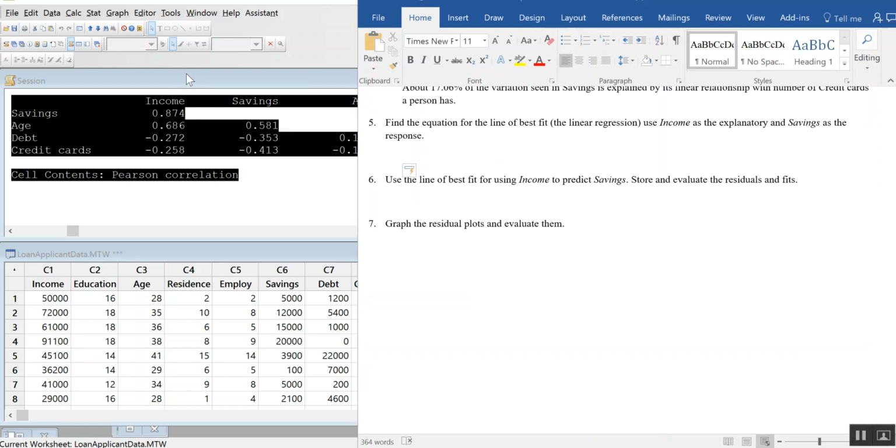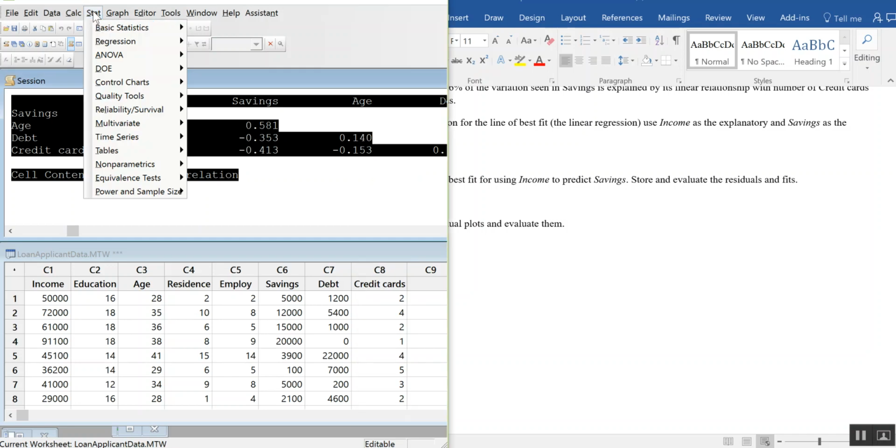In Minitab, there are a lot of different ways you can create a linear regression. I'm going to show you my favorite one first. You don't have to necessarily do it this way. There are other ways, but this is probably the quickest one and the simplest one.